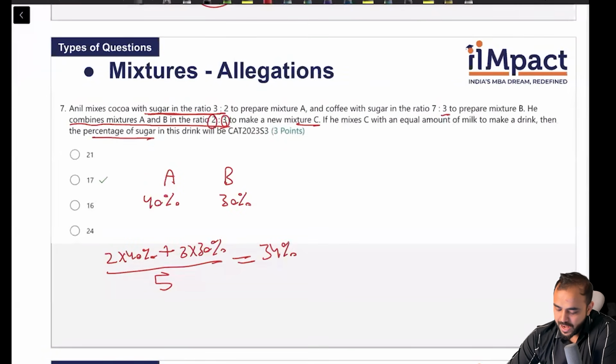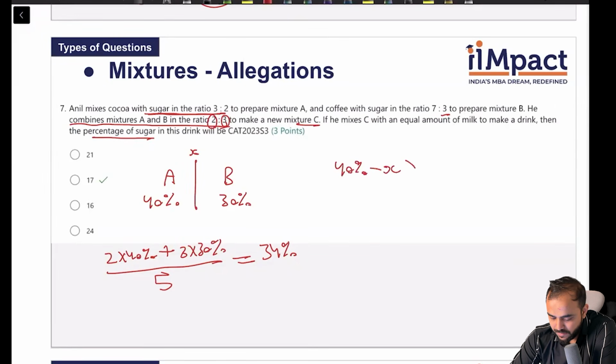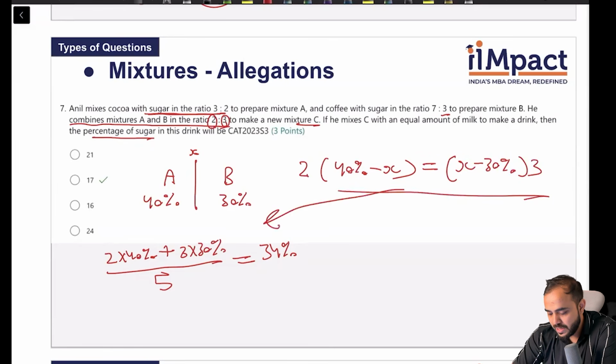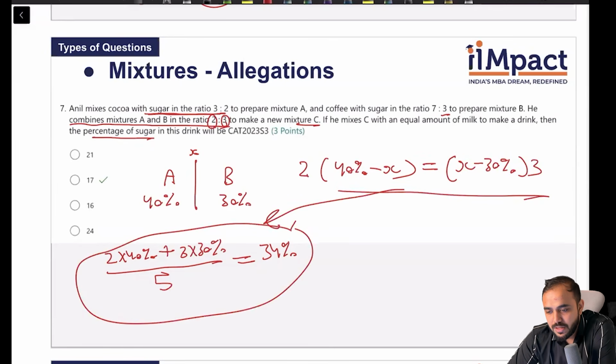You could have also arrived at this value like this. Let's say this is my average x, so 40% minus x, which is being shown by two people, is equal to x minus 30%, which is shown by three people, and then you would have rearranged this and arrived at this same particular expression. So might as well write it directly. So weighted average seems to be the better option.